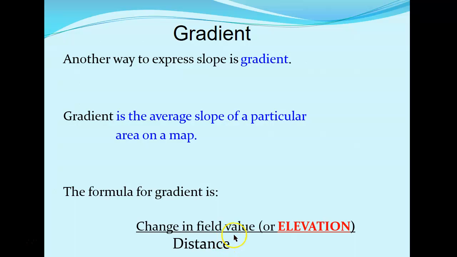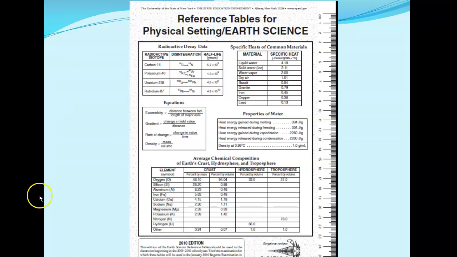Now, almost always, gradient is used for maps. So the change in field value really means the change in the elevation between the 2 points. What is that difference in elevation between the 2 points? How far are they separated? And you would divide that by the distance between those 2 points. Now this formula is found on the first page of your reference table, right there, along with a density formula. So it's not something that you need to memorize.